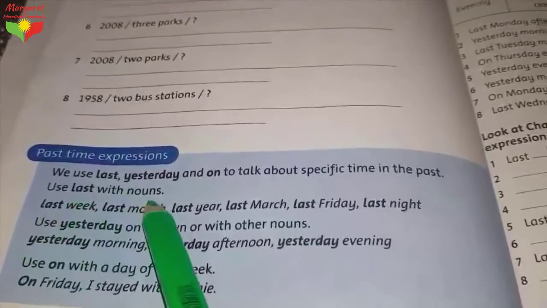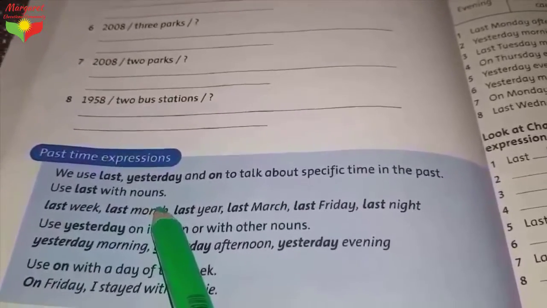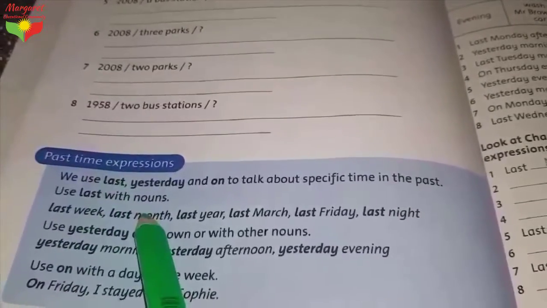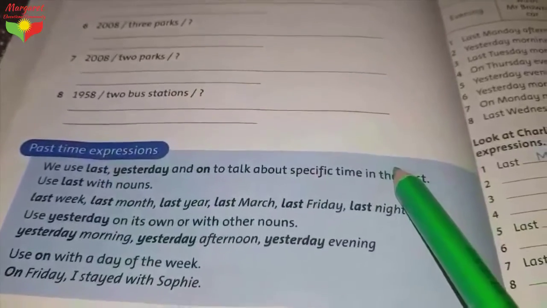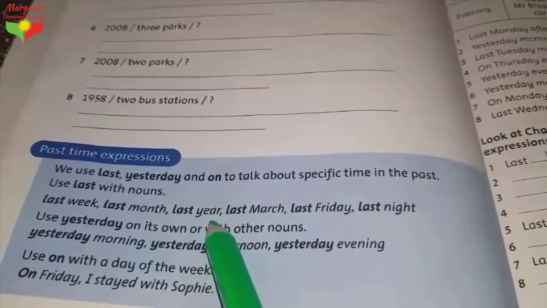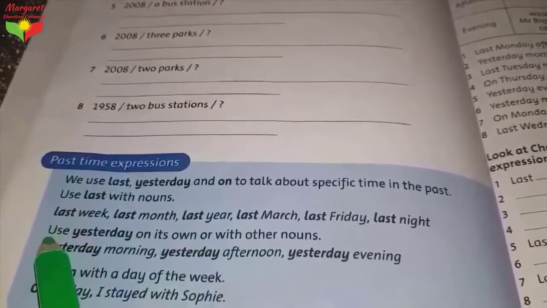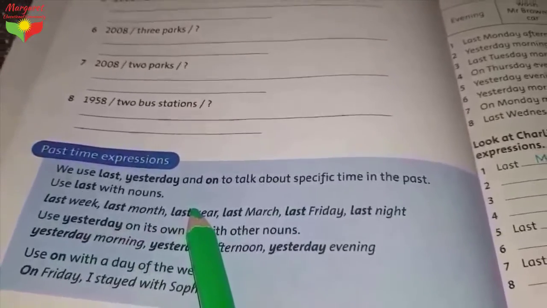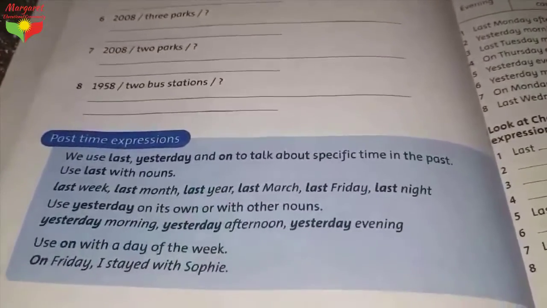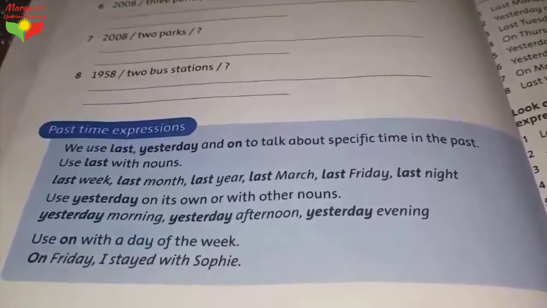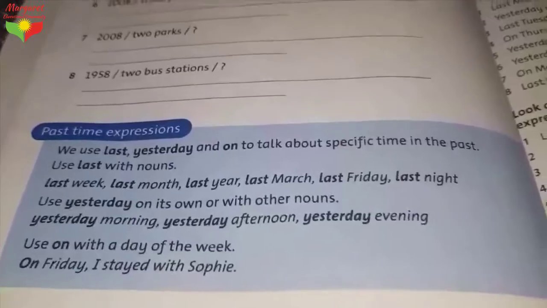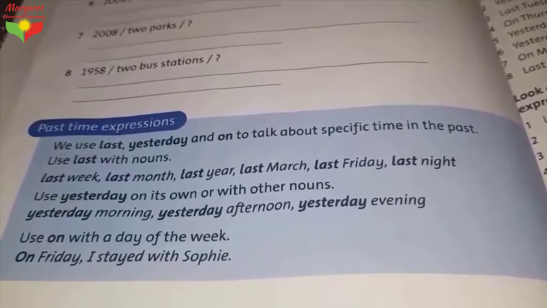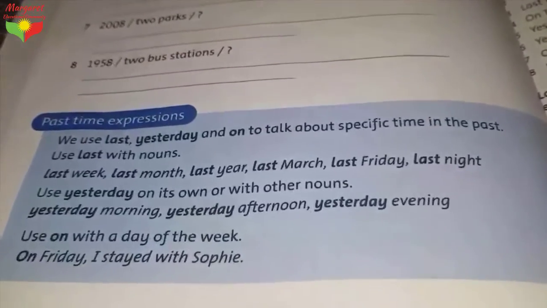So for example, there was a pencil on the book last week or last month. I played football with my dad last year. Then use yesterday on its own. What does that mean? It means you can use yesterday alone, without any noun. For example, yesterday I cooked a fish. Yesterday I studied English, or I studied English yesterday.